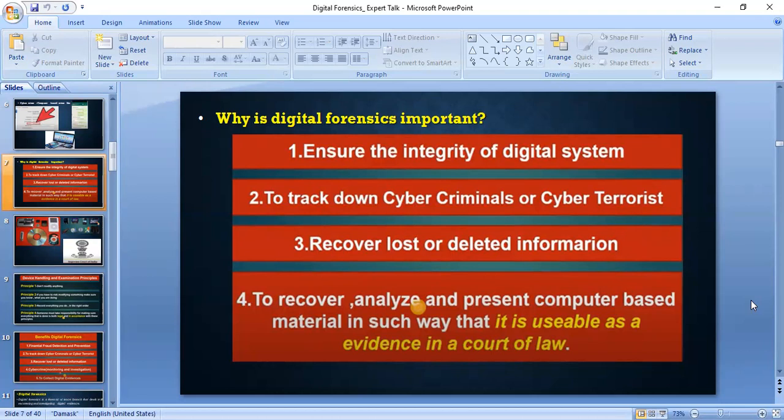Why do we need the concept of digital forensics? Because by using digital forensics, you ensure the integrity of your digital system. The second reason is to track down cyber criminals or cyber terrorists. With the help of this technology, you are able to find out who the criminal is.